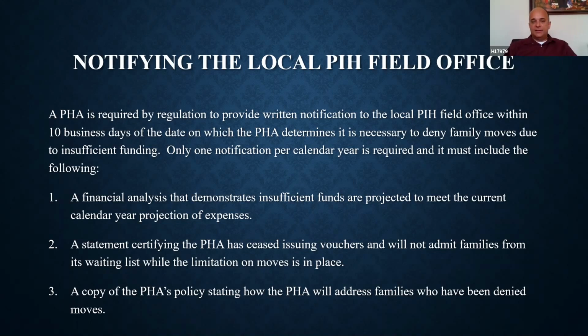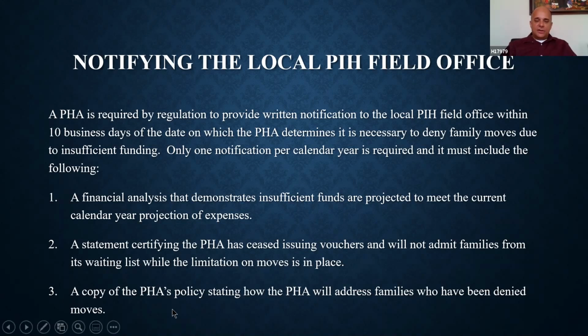It must include a financial analysis that demonstrates why or how the PHA is projecting that it does not have the funding necessary to allow someone to port during the current calendar year. There must also be a statement that the PHA has ceased issuing vouchers and will not admit families from its waiting list until the limitation on moves is no longer in place. I think I should have put "no longer in place." I may have messed up the wording there a little bit. And finally, a copy of the PHA's policy stating how the PHA will address families who have been denied moves.